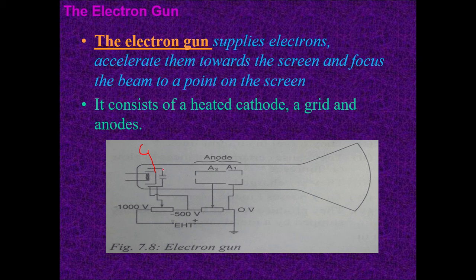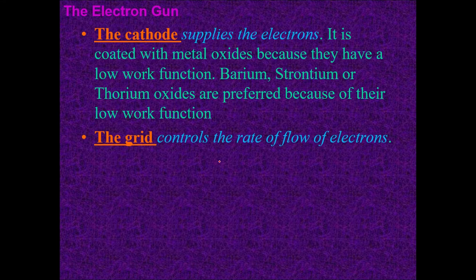Next, we have this thing. This is what we call the grid. That's what you term as the grid. It comes like this and has an aperture here. Then you have the anode there. The grid controls the rate of flow of electrons. Why does it control the rate of flow of electrons? Notice in the previous CRT there was no grid, so the electrons just flow, they are not controlled. We shall look in a short while at how it controls the rate of flow, but right now just know that it controls the rate of flow of electrons.